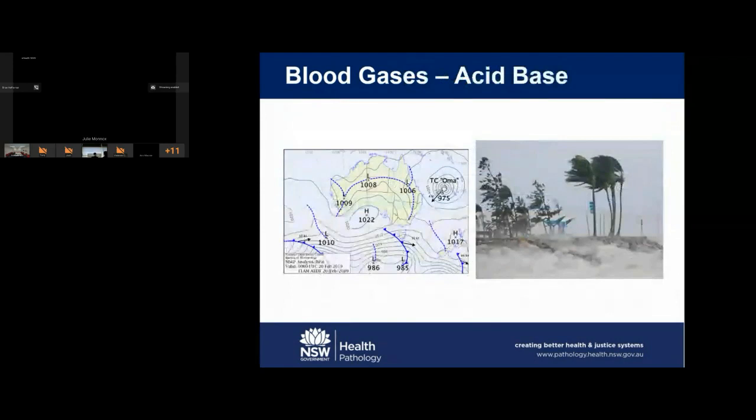As I said, large variations in pressure cause a rapid exchange of gas. The cyclone analogy I've used here probably represents what happens in our QC, QAP samples. Things happen very, very quickly there. Blood doesn't change quite so quickly, and it's probably more like a stiff breeze in comparison. But if we do have air bubbles, airspace in a syringe or in a tube, then an exchange of oxygen and carbon dioxide is going to occur.